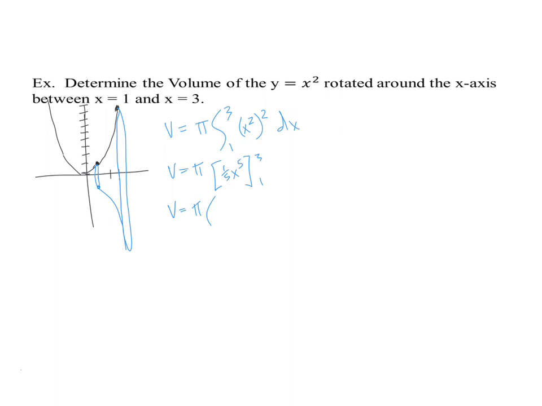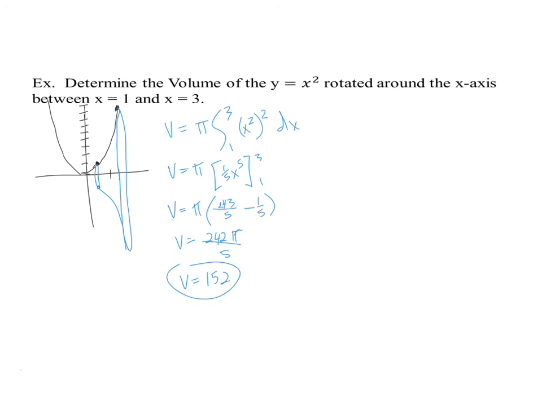So 3 to the 5 is 243, so that'd be 243 fifths, and then we'd be taking away 1/5. So our answer should be 242 pi divided by 5, and we'll do that as a decimal. So that gives us an answer of approximately 152. So that would be the volume of that cone or bell shape.